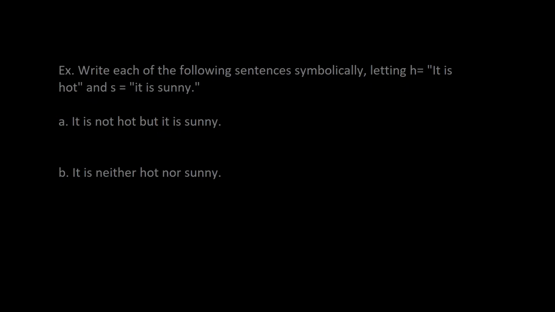Alright, so we have an example here, and so we're going to do this for this example. We're going to write each of the following sentences symbolically, letting H be it is hot and S it is sunny.